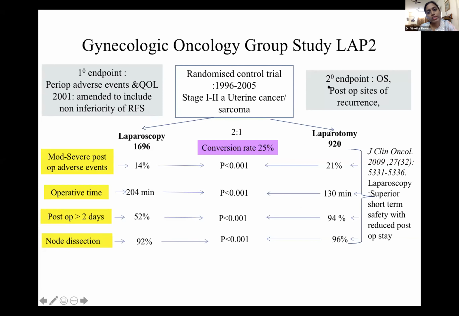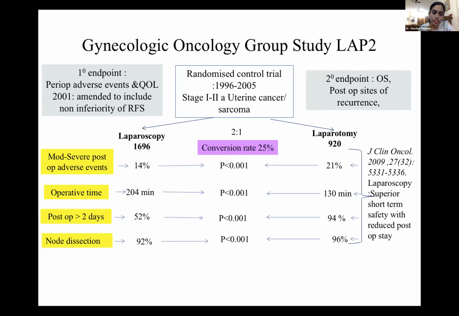The Gynecologic Oncology Group study, or the LAP2 study, was one of the largest randomized control trials, which recruited patients with stage 1 to 2A uterine cancer or sarcoma between 1996 to 2005. The primary endpoint of this study was peri-op adverse events and quality of life. It was subsequently amended in 2001 to include non-inferiority of recurrence-free survival. The secondary endpoint was overall survival and post-op sites of recurrence.